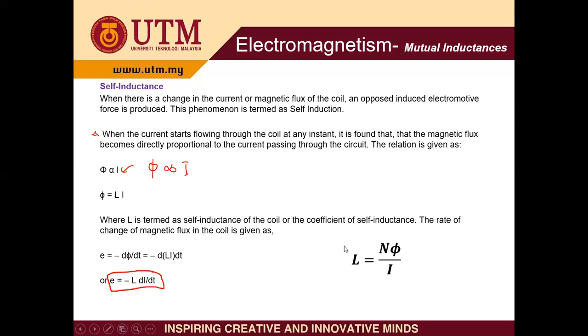And L is based on these equations. We rewrite again, and then we can find that the inductance L is N, the number of turns, multiplied by the flux, over the current. And the unit is Henry. So this is what we call the self-inductance. L is equal to N flux over I.